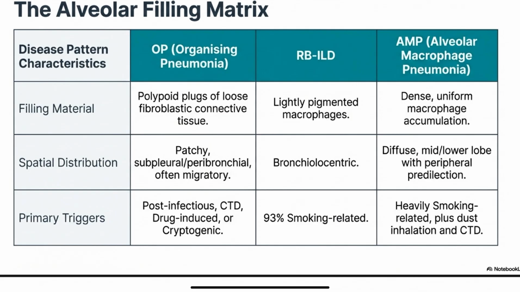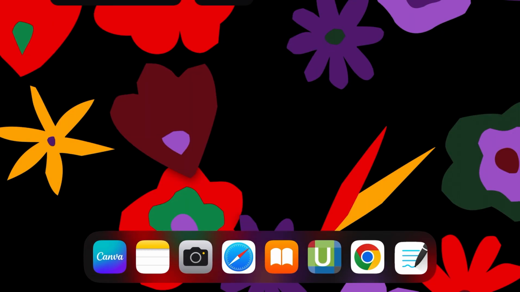Organizing pneumonia is nothing but polypoid plugs of loose fibroelastic connective tissue, where it is going to be patchy. It is like patchy pneumonia, that's all. It will be migratory. And here again, post-infectious, drugs and CTD should be ruled out. If everything is ruled out, it is called idiopathic or cryptogenic organizing pneumonia. RBILD is 93% smoking related. Here there is bronchiolocentric, we can see some nodules, and lightly pigmented macrophages are seen in the bronchioles. And AMP again, here there is going to be diffuse mid and lower lobe predominance, heavily smoking related, plus dust and inhalation, CTD related can also be possible.